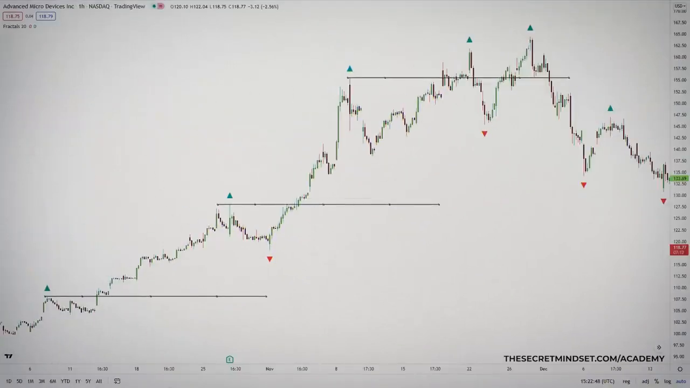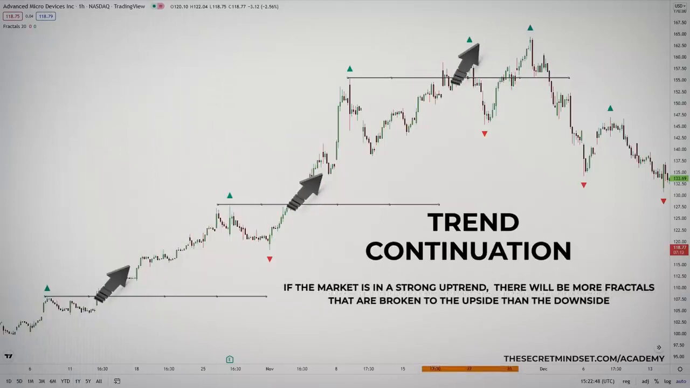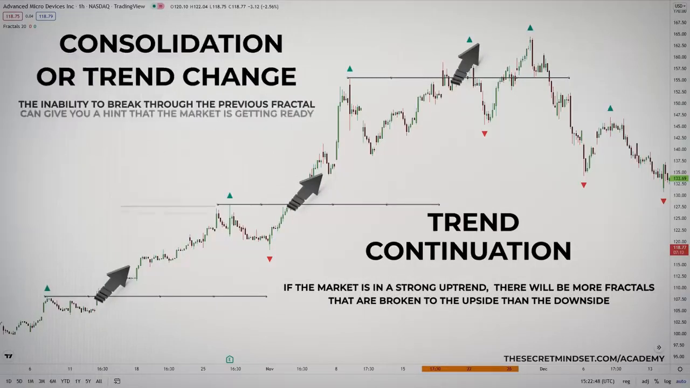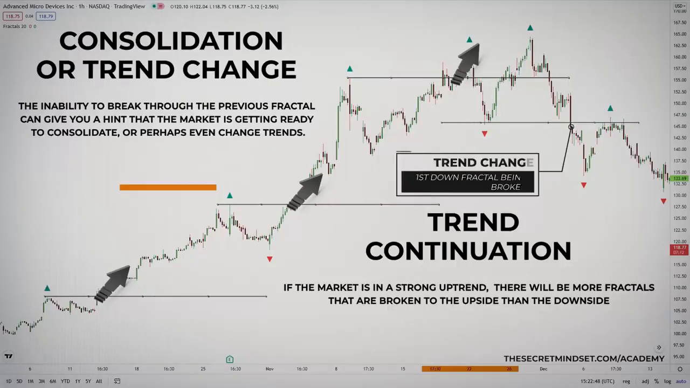So if the market is in a strong uptrend, there will be more fractals that are broken to the upside than the downside. That being said, the inability to break through the previous fractal can give you a hint that the market is getting ready to consolidate or perhaps even change trends. The question then is whether or not the market is going to turn around and break through the opposite direction fractal, because at that point, the previous trend could be rolling over and changing.